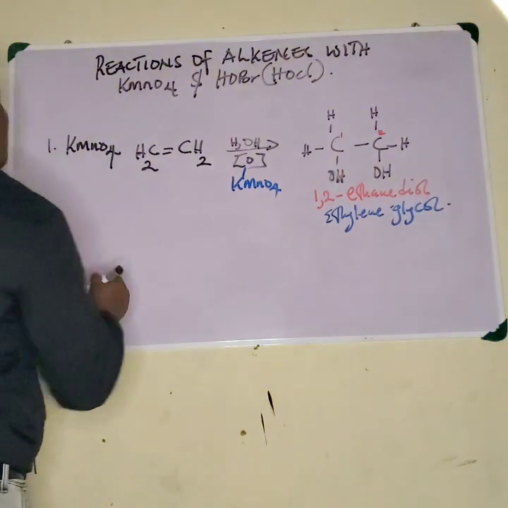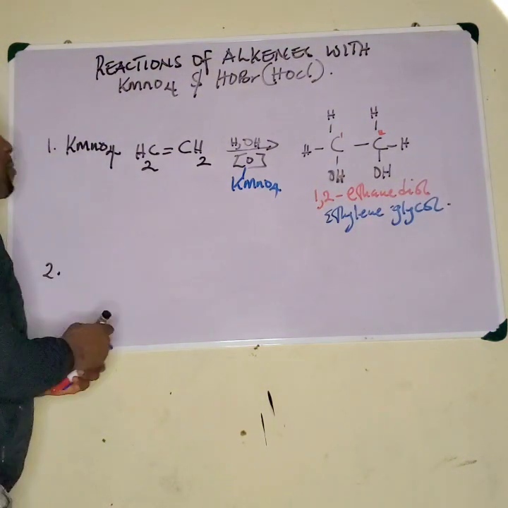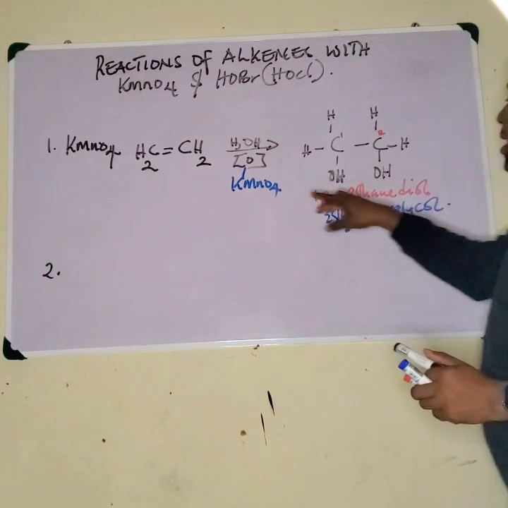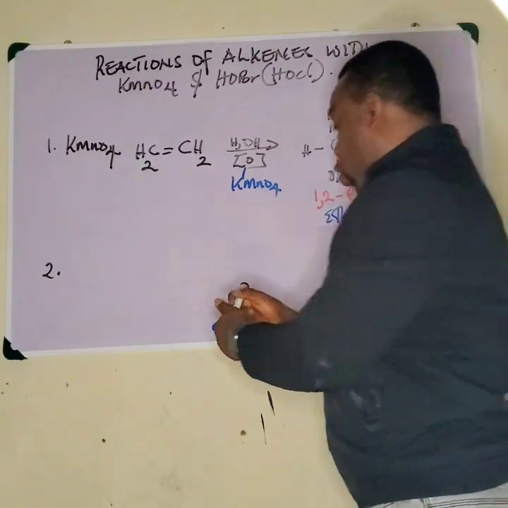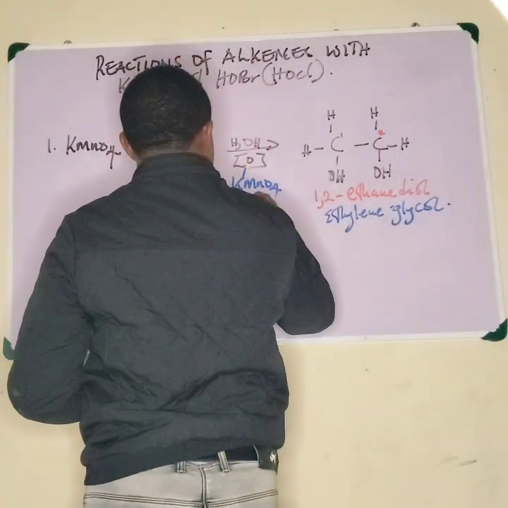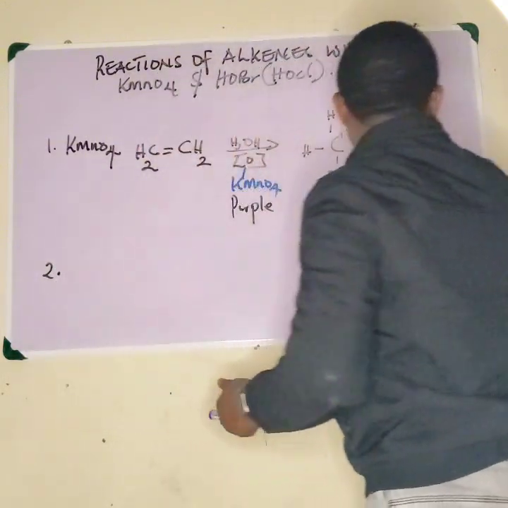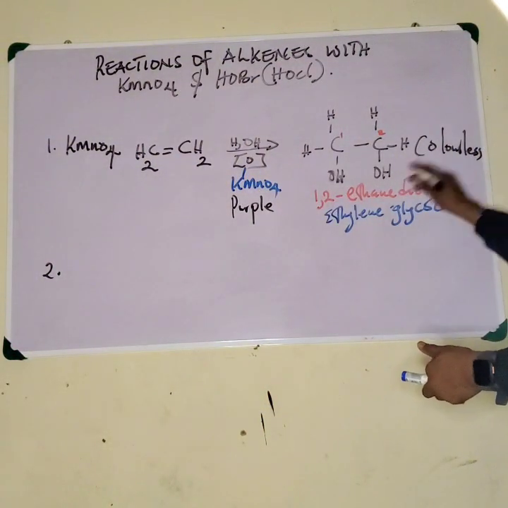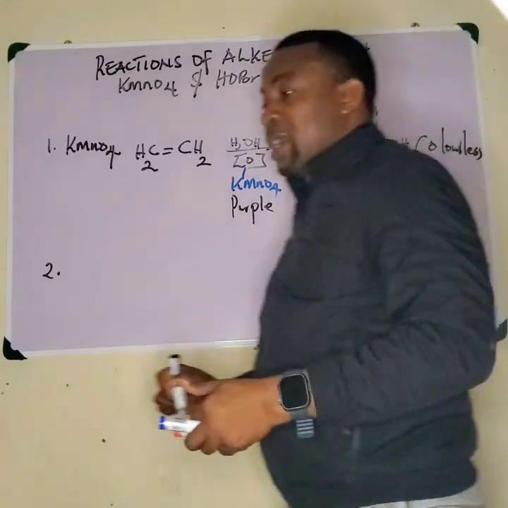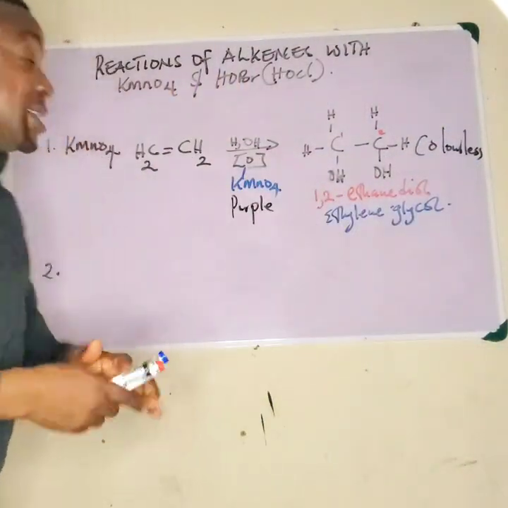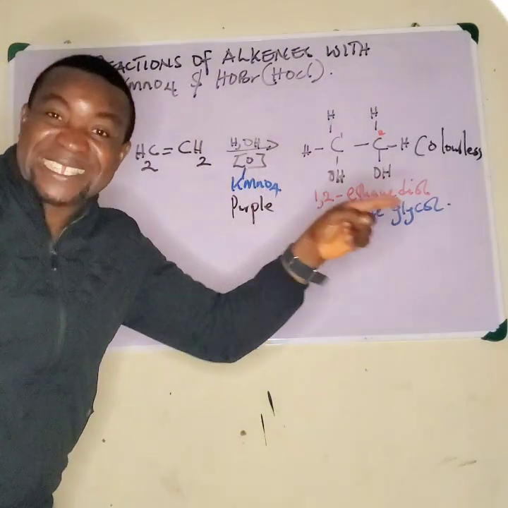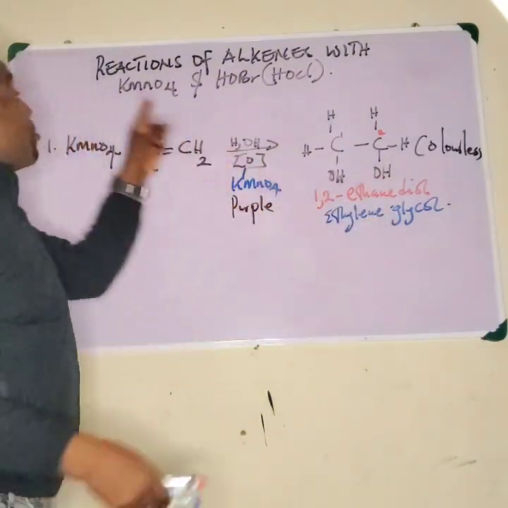So let's go to the second one, bromine water. And remember, this compound is colorless. This one is purple, while this one is colorless. This reaction differentiates alkenes from alkanes, A-N-E from E-N-E.